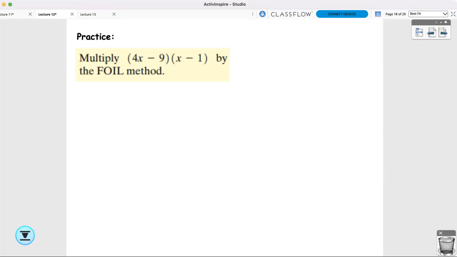Alright, that was the 2 minute timer, guys. Anyone still working on this problem? Go ahead and share your result on the chat, please. What did y'all get for this practice problem? 4x minus 9 times x minus 1.